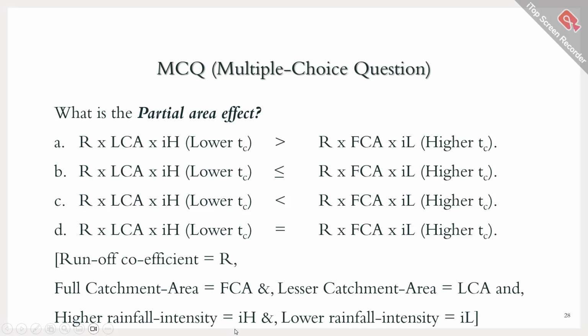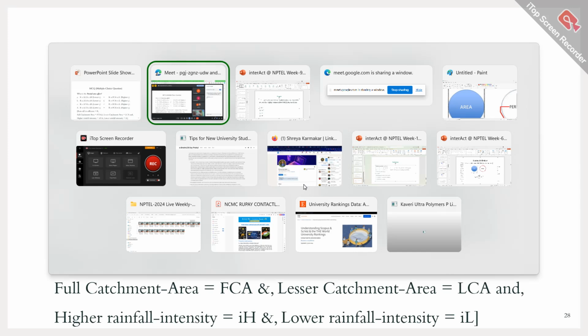Lower catchment area into higher rainfall intensity, and on the right hand side it is given as the full catchment area into lower rainfall intensity. And the coefficient is the same in this case. You can just forget about the coefficient and focus on this term. So LCA into IH and FCA into IL. So whether this lower area into higher rainfall and higher area into lower rainfall are equal or one is greater than the other, that is the question.